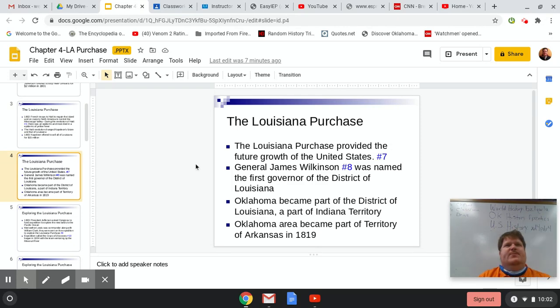And so with the Louisiana Purchase, this is ultimately going to build the future of the United States because at that point in time we pretty much doubled the size of the United States of America. And so we were able to grow our country even more and also provide a lot more economic opportunity in the future.